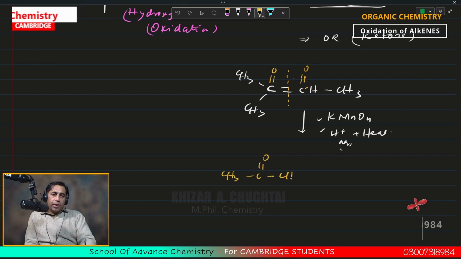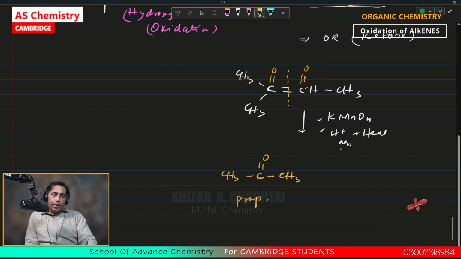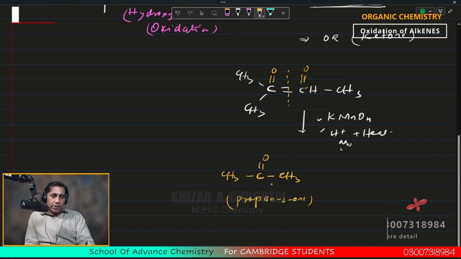What is the name of this compound? What is the functional group of this compound? Yes, propanone, or just propanone. And this is a ketone, it cannot be further oxidized.